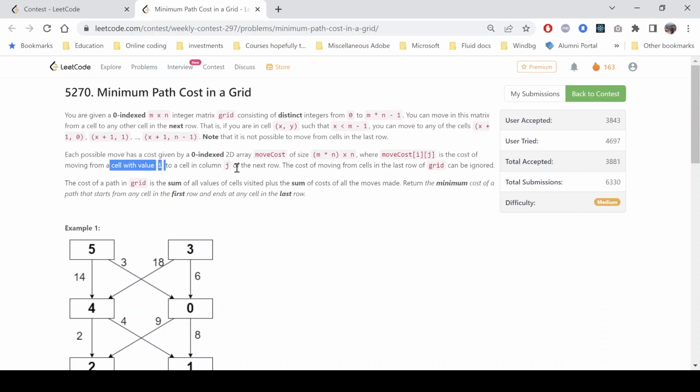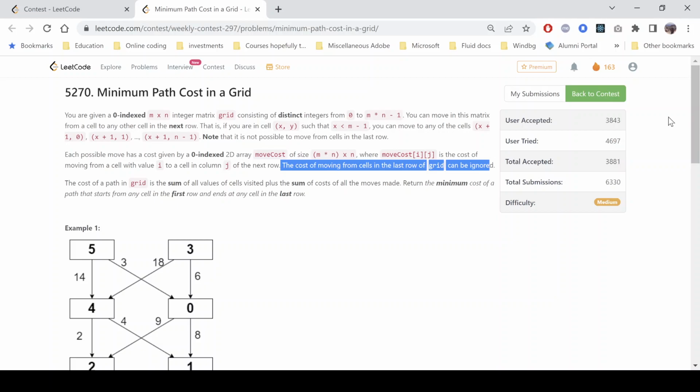We'll try to see it with the help of the diagram, so no need to hurry. I totally understand that this statement probably confuses you sometimes. I got confused on the first go. So yeah, we'll see what it means. And the cost of moving from cells in the last row of grid can be ignored, obviously, because you can't move outside the last row, right?